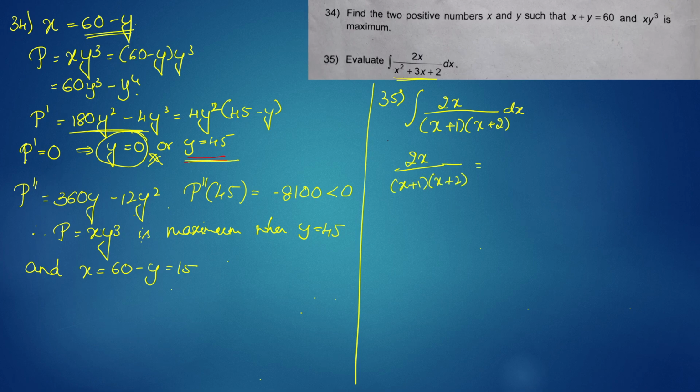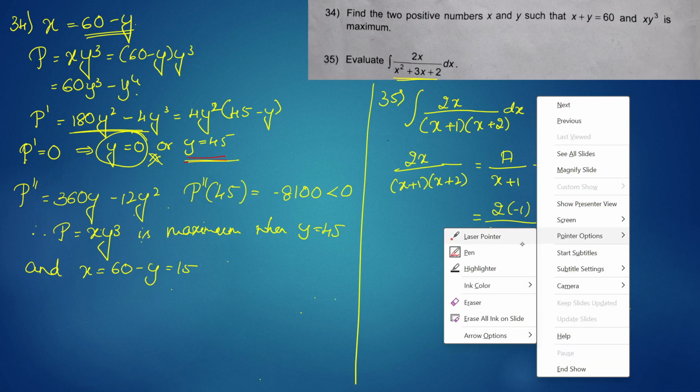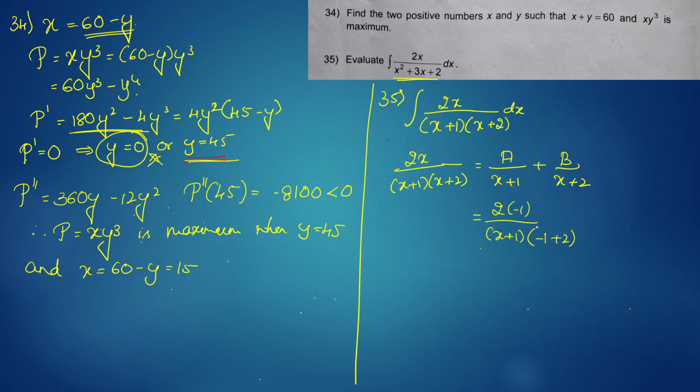By using the partial fraction method, we can write it as a by x plus 1 plus b by x plus 2. To find the value of a and b, we have a shortcut method, that is substitute x equal to minus 1 in these two terms, except x plus 1. Then we get 2 into minus 1 divided by minus 1 plus 2, with x plus 1 kept as it is. To find b, substitute x equal to minus 2 in these two terms, except x plus 2. Then we get 2 into minus 2 divided by minus 2 plus 1, with x plus 2 kept as it is.